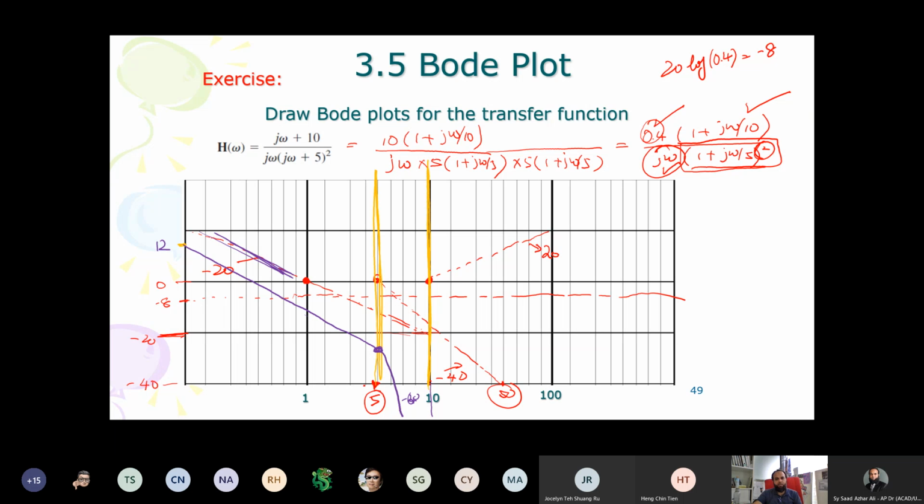Are you following, guys? This line is minus 60 dB per decade. From 5 to 50 we'll try to draw a line of minus 60 dB per decade, but we'll stop at 10 because at 10 there is a 0. So at 10, minus 60 will become minus 40. I don't have enough space here.